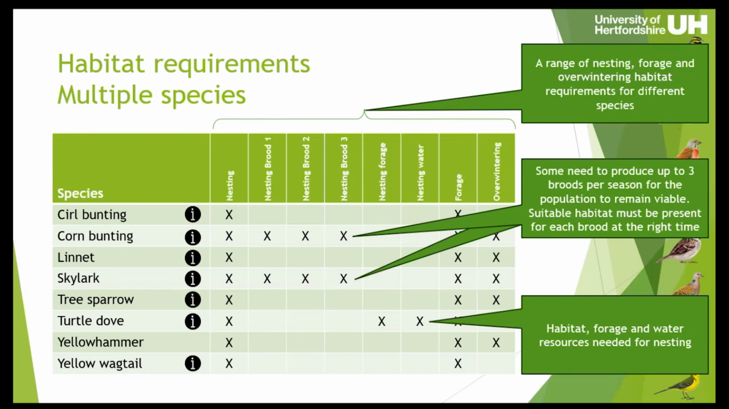For some species we've focused on just the single brood. This is based on data from GWCT, RSPB, BTO, Conservation Evidence Series. For some of those we focus on all 3 broods, where there's a need for them to complete those in order for the populations to remain stable. The remainder we've focused on just the single brood. So we've just got those 3 parameters: nesting, forage and overwintering. The next slide, please, John.